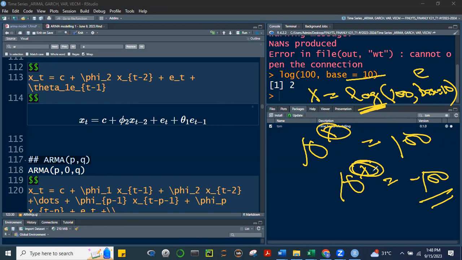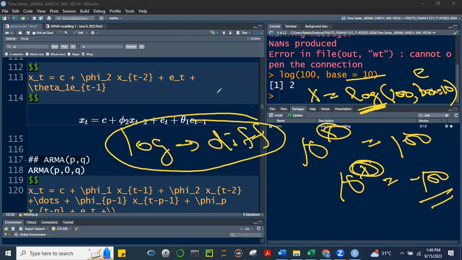So you cannot get the difference first and then get the log, because if you get the difference, chances are you might have negative values. If you have negative values, you cannot get the log of that. So the process is first to get the log and then get the difference. And when do you do this? You do this when there's non-constant variance and non-constant mean.